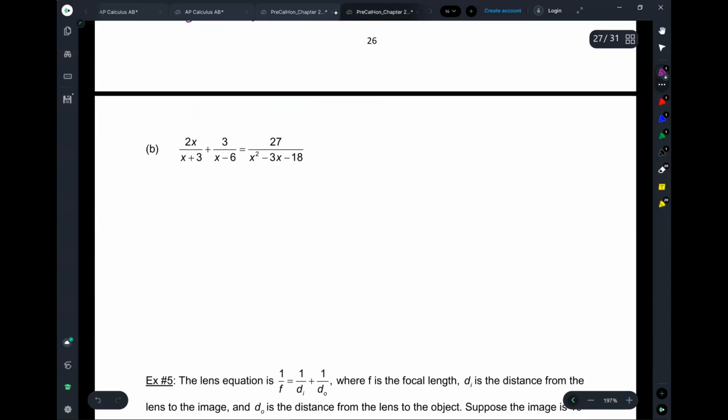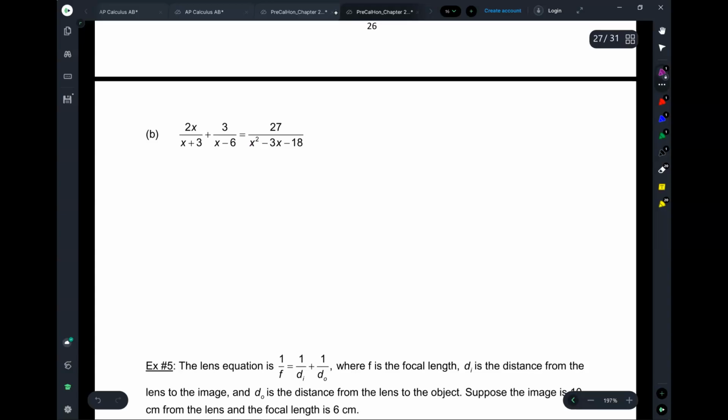All right, let's take a look at another one. What I want to do here first is factor. And when I factor, I get x minus 6, x plus 3. Okay, so I have an x plus 3, x minus 6, and so on. Let's write the restrictions. And here, x cannot equal -3, and x cannot equal +6. Okay. I want to multiply by the LCD, which is x minus 6, x plus 3. Multiply every single term by that.